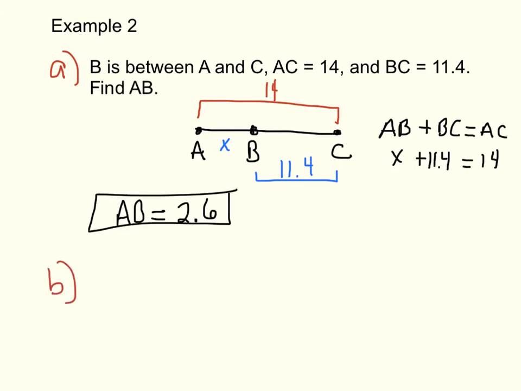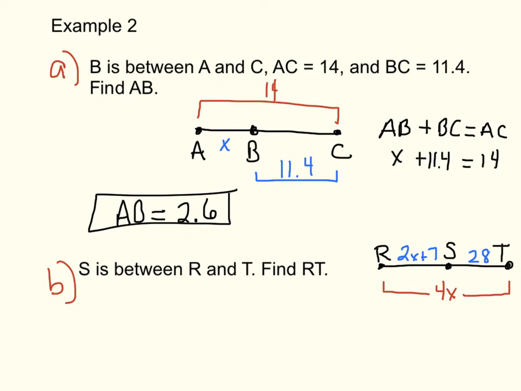So let's do our next example. The second example says that S is between R and T. Find RT, which means we want to find the length of RT. So as you can see here, 4x is the entire length. Each of the lengths that make up that 4x would be 2x plus 7 and 28. So on your own, write an equation to solve for x. What would you write? I'm hoping you would write something like 2x plus 7 plus the 28 has to equal 4x.